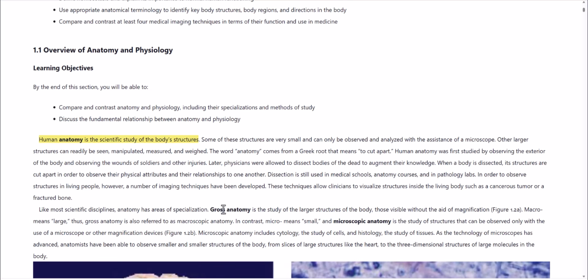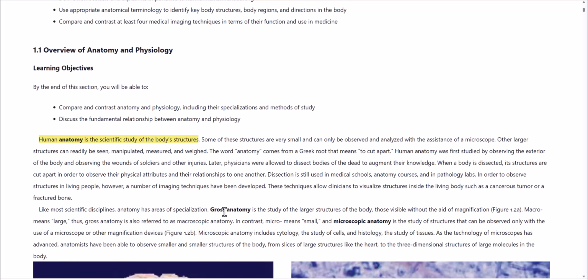One is gross anatomy, not gross like, ooh, gross, but instead gross as in larger structures. Gross anatomy is typically the first course students take in medical school or in physical therapy school or in PA school. And gross anatomy, another way of thinking about it, it is anatomy that you can see with the naked eye. It's macroscopic, it's large.